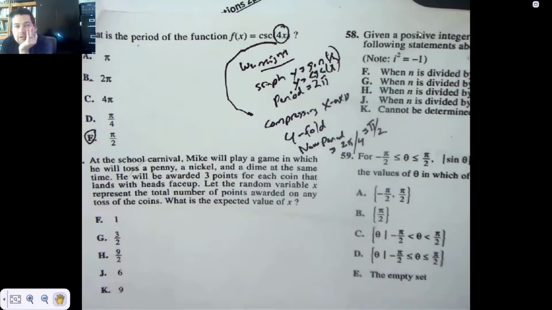56, at the school carnival, Mike will play a game in which he will toss a penny, a nickel, and a dime at the same time. He will be awarded 3 points for each coin that lands with heads face up. Let the random variable x represent the total number of points awarded on any toss of the coins. What is the expected value? Should be 9/2.